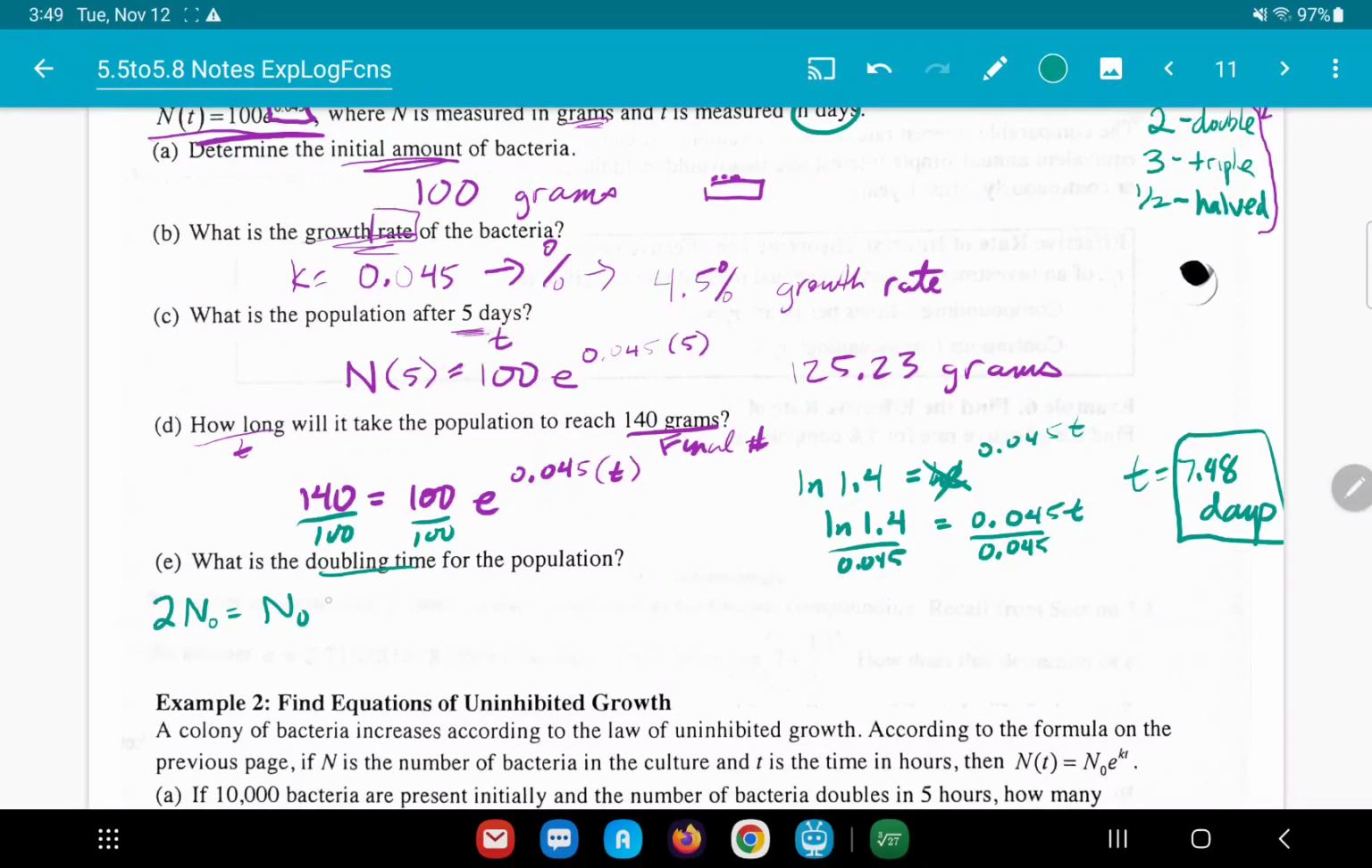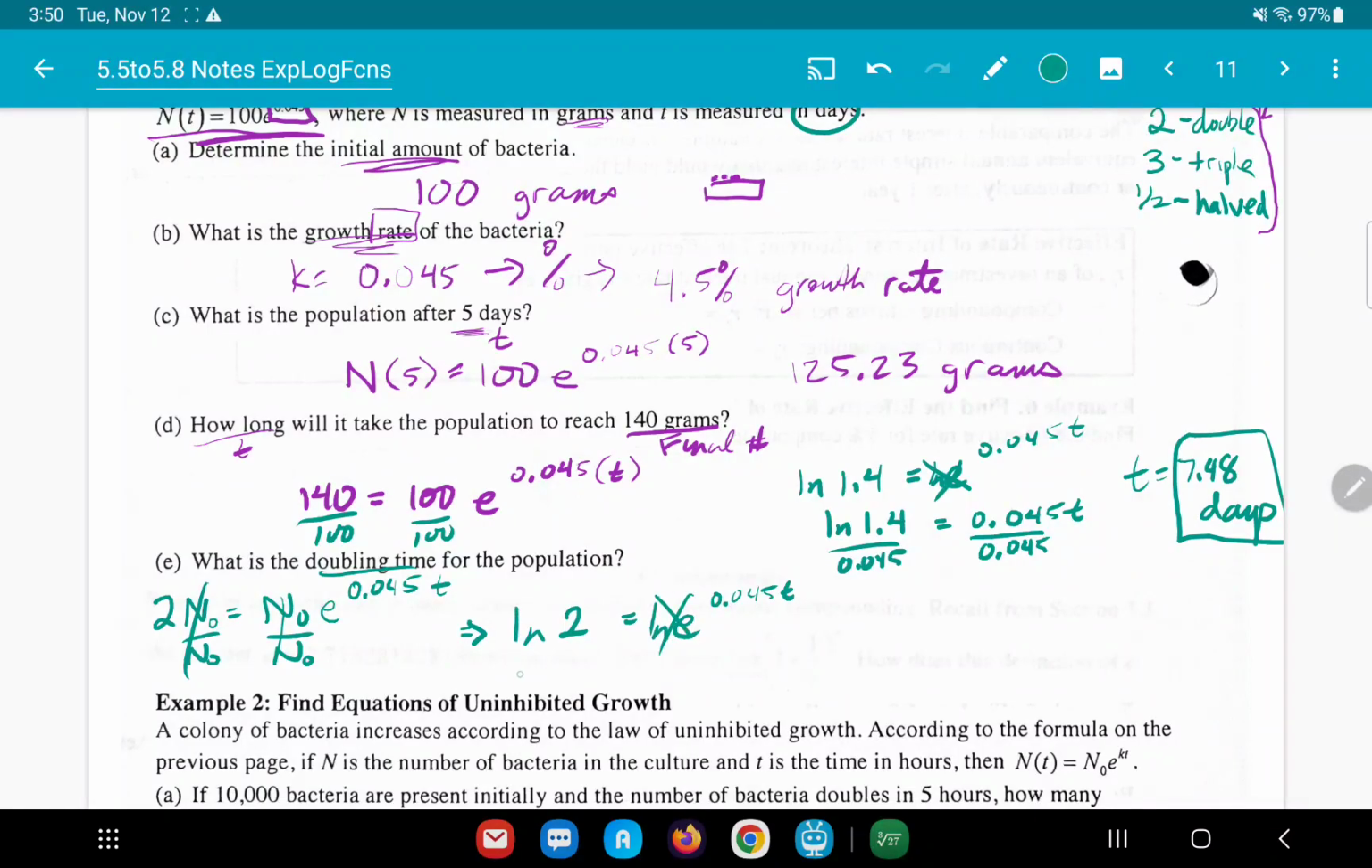So 2n sub 0 equals n sub 0 e to the 0.045t. And you can see what we're trying to solve for here again is the t value. So again, you'll have to divide both sides by n sub 0. They simply go away, and that results in 2 equals e to the 0.045t. And then again, you'll want to ln both sides.